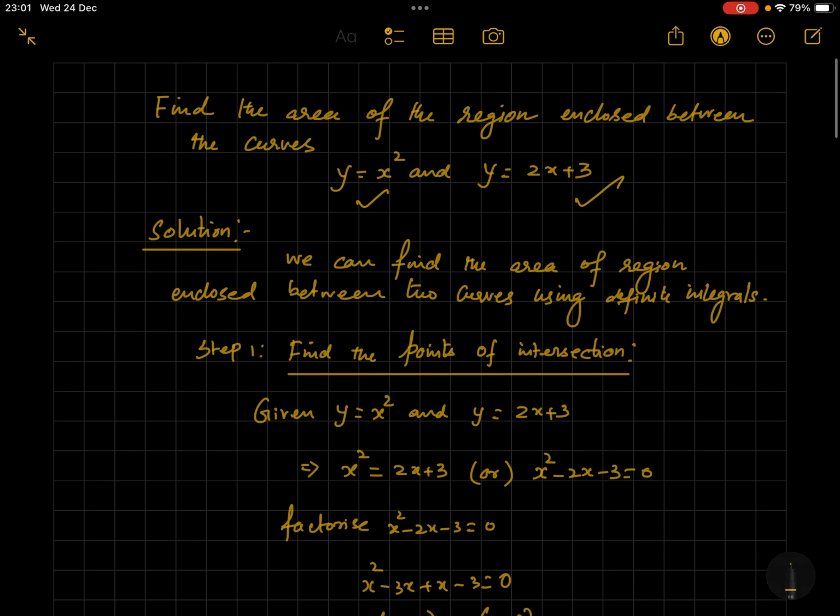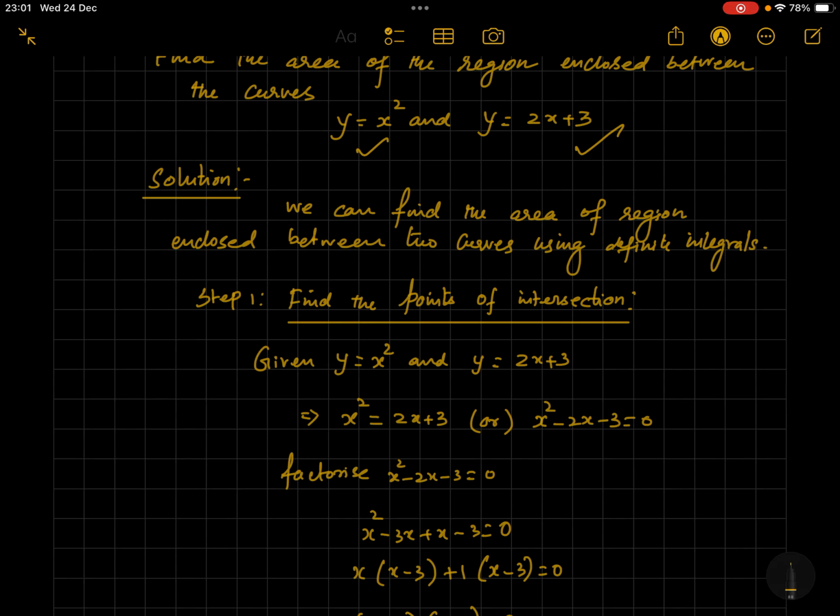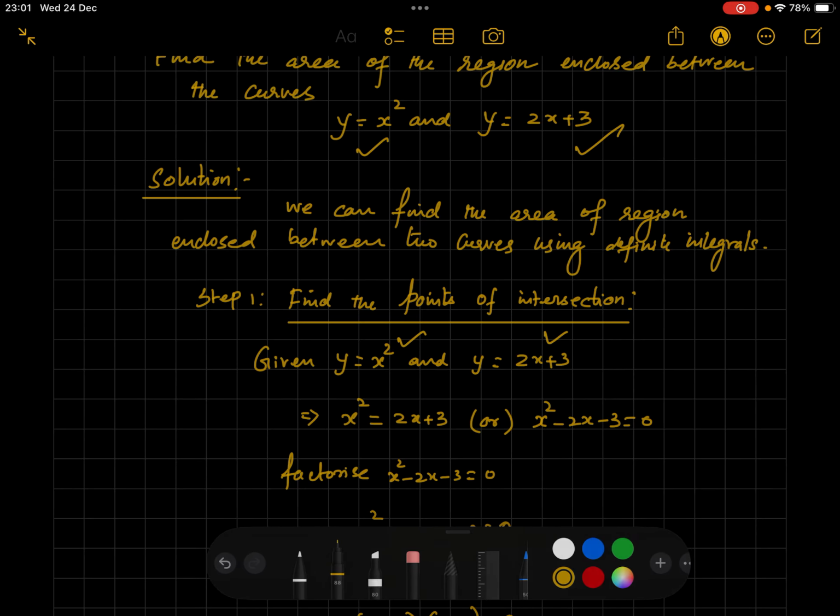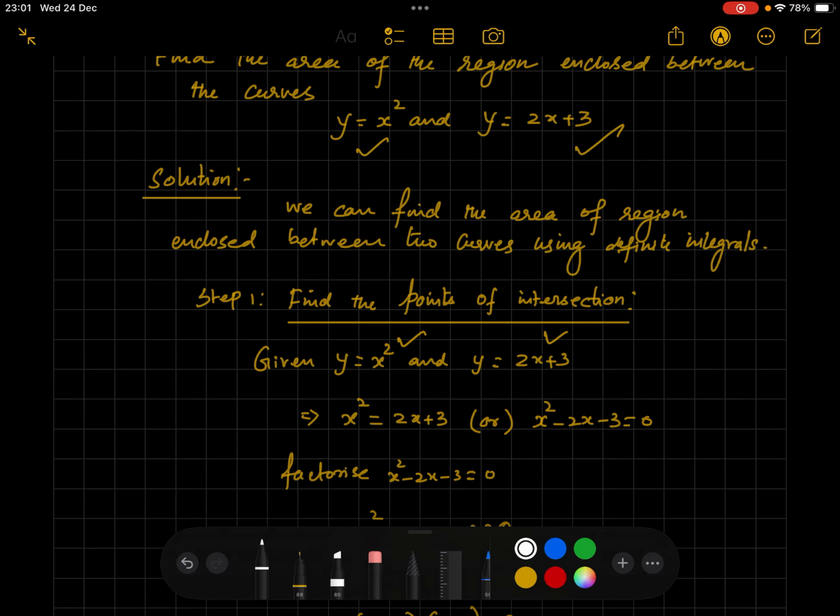And what is the first step in this case? You have to find the points of intersection. That is the very first step you have to do. How to find the points of intersection? At the point of intersection, both the curves will have the same value. Therefore, x square and 2x plus 3 will have the same value at the point of intersection.